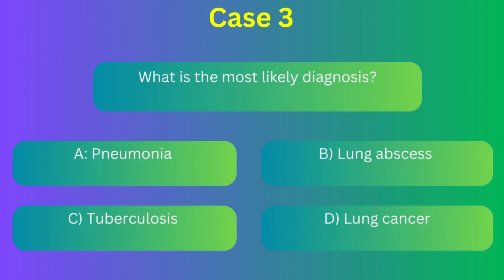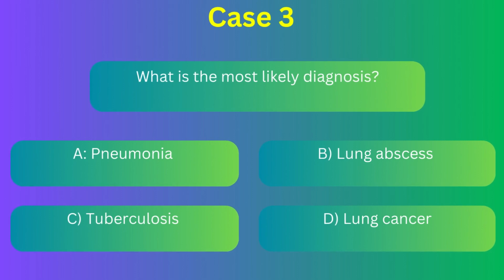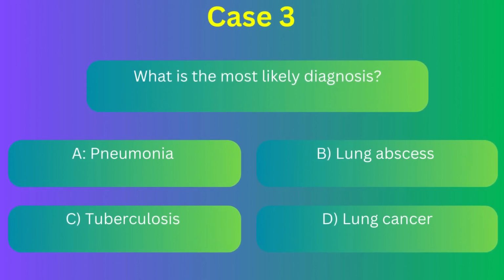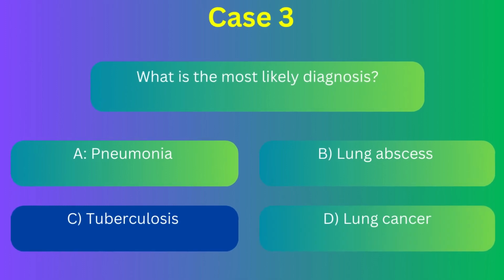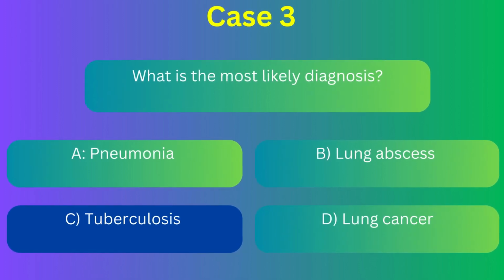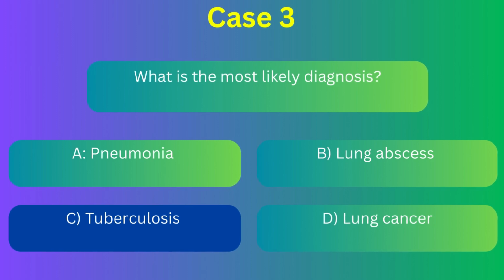A. Pneumonia. B. Lung abscess. C. Tuberculosis. D. Lung cancer. Correct answer C. Tuberculosis. The clinical presentation, radiological findings, and the presence of acid-fast bacilli in sputum suggest pulmonary tuberculosis as the most likely diagnosis in this adolescent patient.